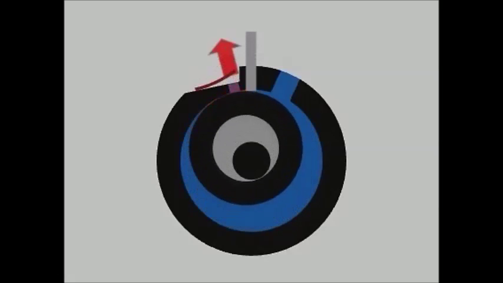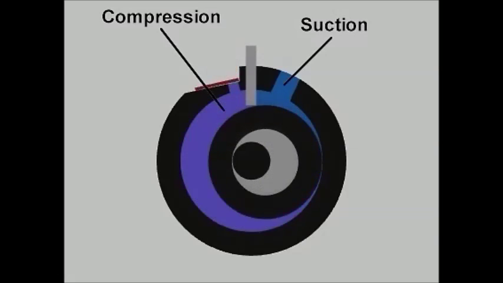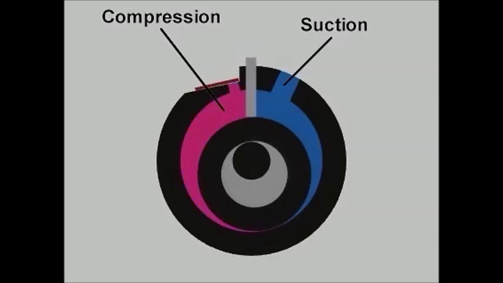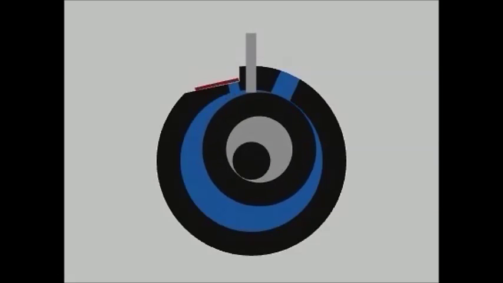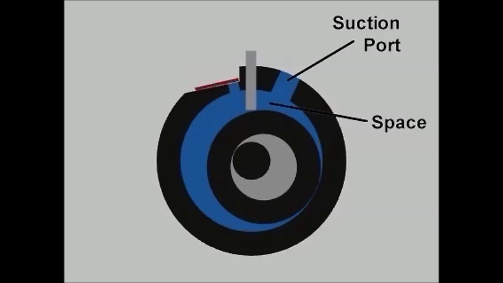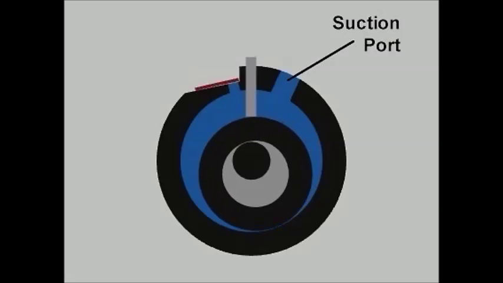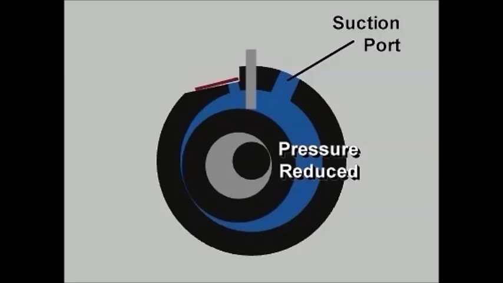It takes 2 full rotations of the shaft to draw in and compress a volume of refrigerant vapor. Notice how compression and suction occur simultaneously on opposite sides of the rolling piston. For example, starting at top dead center, as the eccentric shaft rotates the rolling piston past the suction port, the port begins to open, forming a space between the vane, the rolling piston, and the housing. With continued rotation, the volume of this space increases, reducing the pressure below the low side pressure of the cycle.